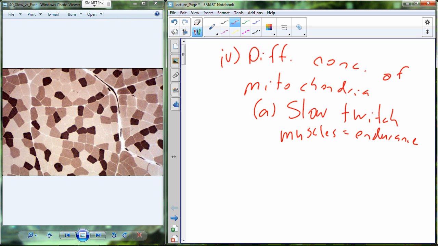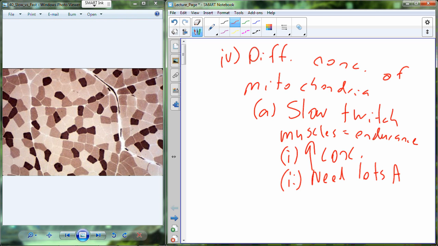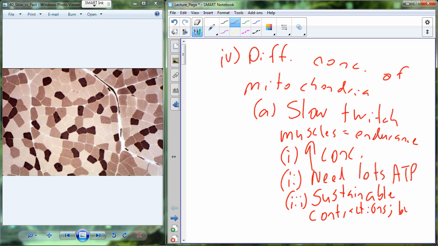So slow twitch muscle has a very high concentration of mitochondria, and that's associated with its need for lots of ATP to be produced. It's a slower rate of ATP production, but it can produce a lot of ATP for a long time. And this equates to the ability to sustain contraction for a prolonged period of time, albeit it'll be a weaker contraction.